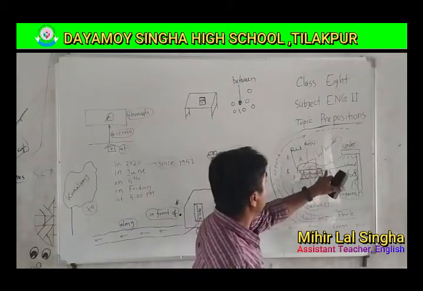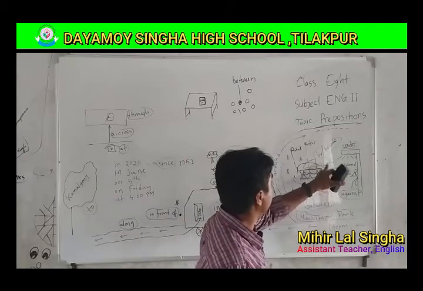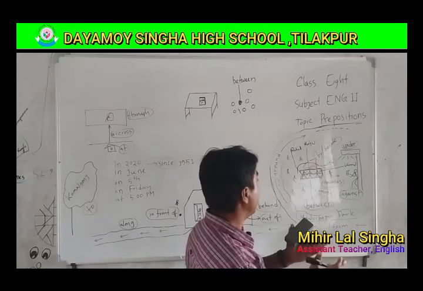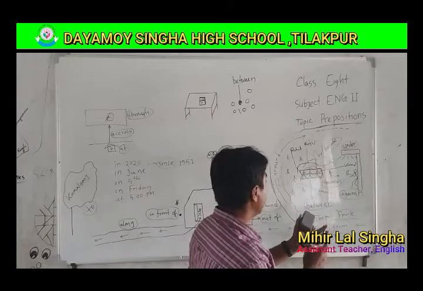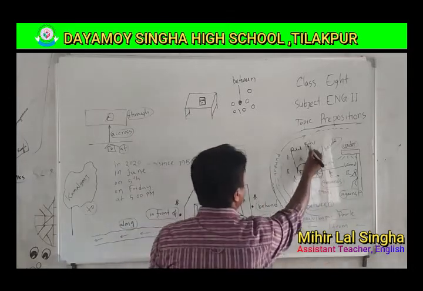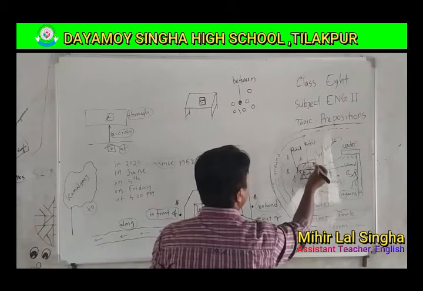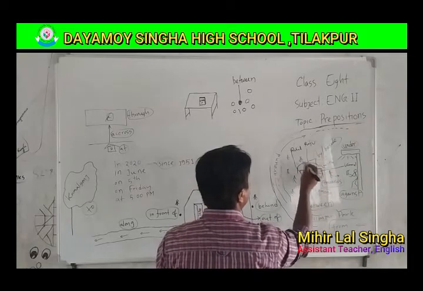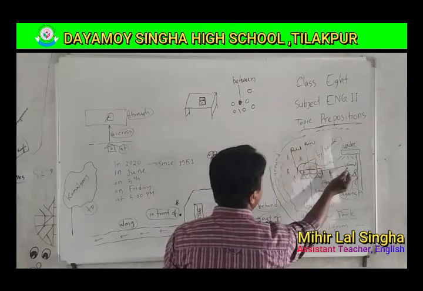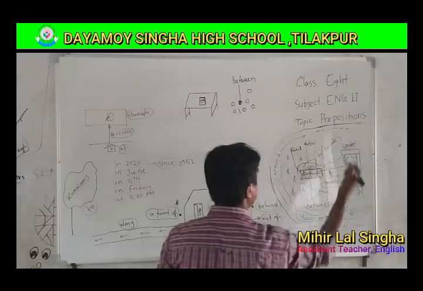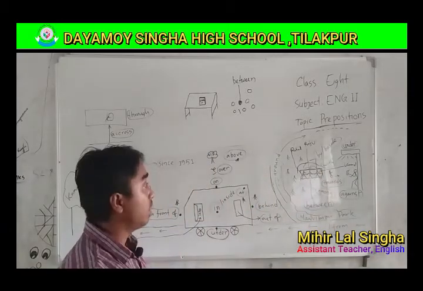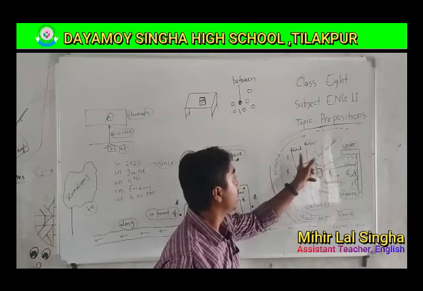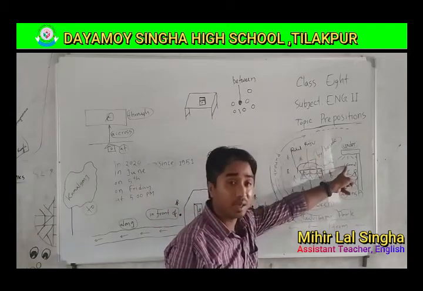Now the preposition with. With is used when something is with something. That means Raju has gone to the park with Rahul and Kamal. He didn't go to the park alone. He went to the park with Rahul and Kamal.